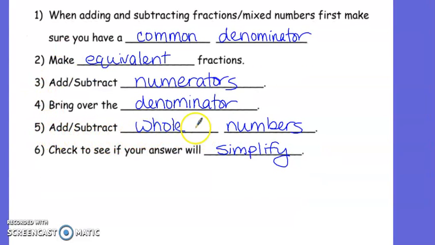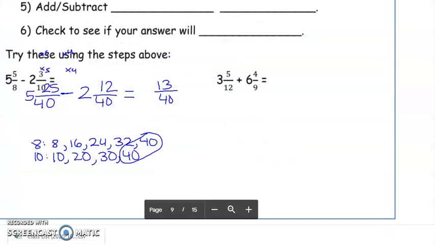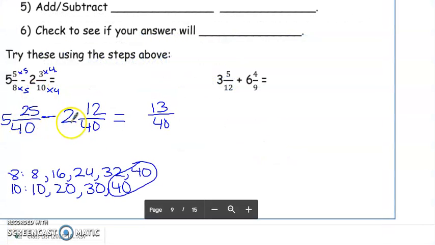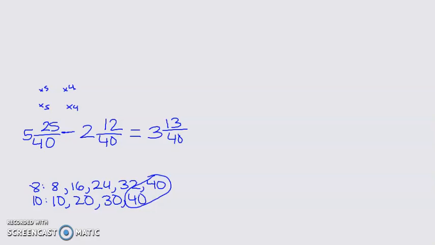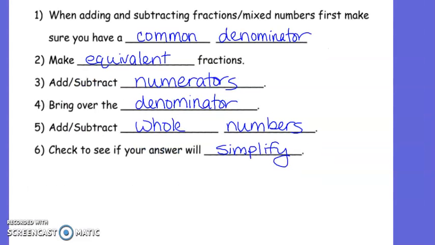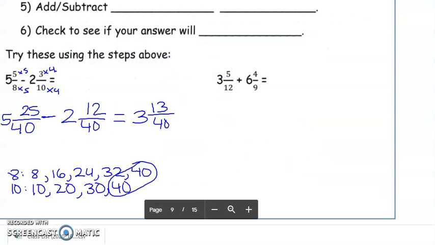Then add or subtract the whole number, so we're subtracting this time. 5 minus 2, no regrouping here. 3. Last but not least, see if you can simplify. So 13, guys, 13 is prime. I can only multiply 1 and 13. There's nothing else. So I cannot divide this by 13, so that is my answer. 3 and 13 over 40. Okay?